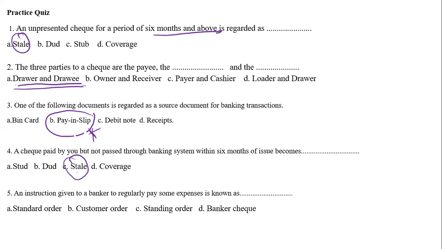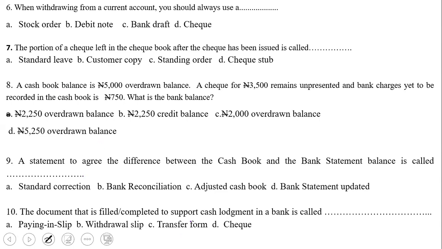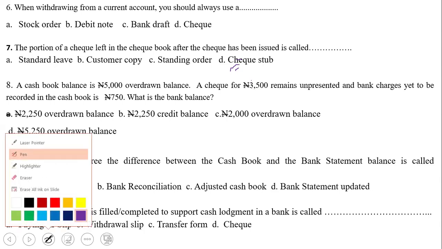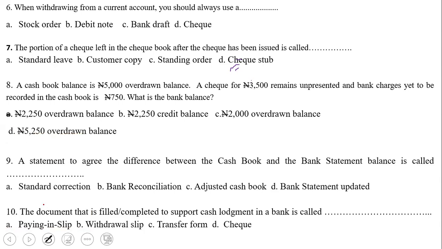An instruction given to a banker to regularly pay some expenses is known as standing order. This is not a standard order, standing order. Now, when withdrawing from a current account, you should always use a what? A check. You should always use a check. That is all we have to use. You should always use what? A check. Are we together? And the option is what? Our option is D. Are we together? Our option is D.